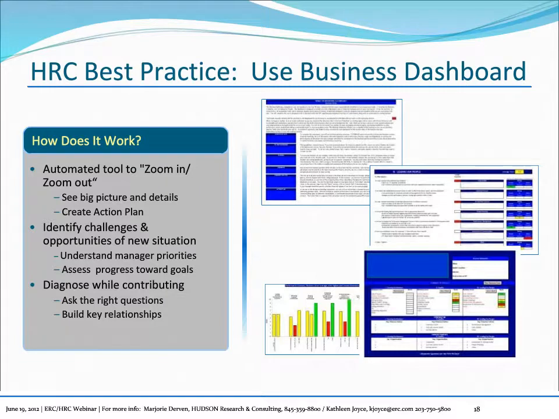Other clients have used this dashboard, which is really intended for onboarding. They've actually decided to use it as part of their performance management process because it's so focused on the right things. So lots of opportunities to do some interesting things here.